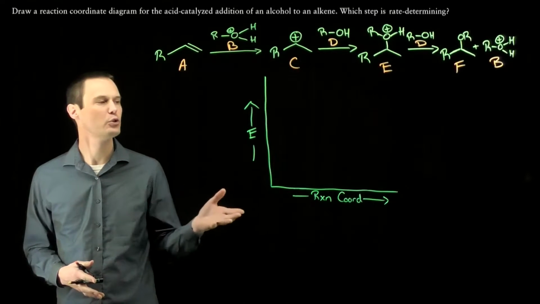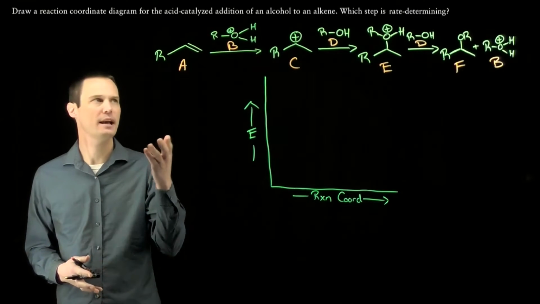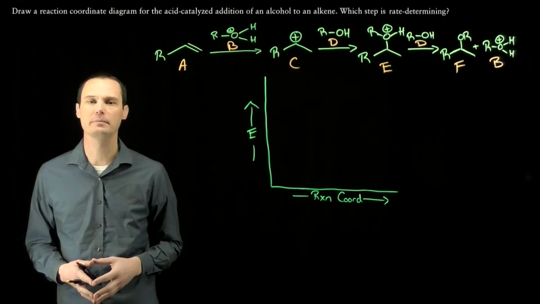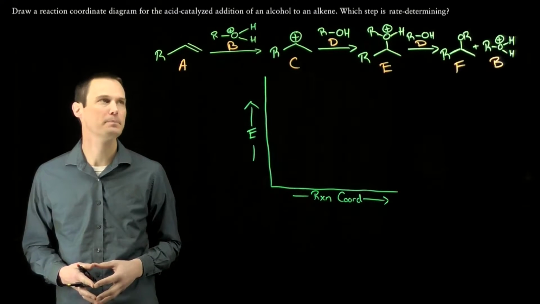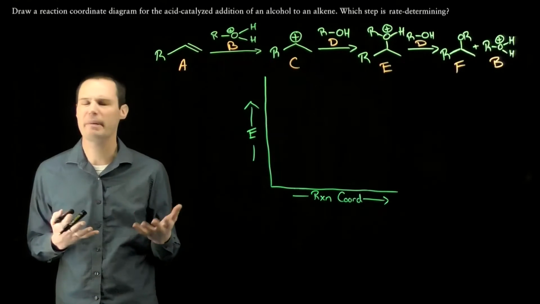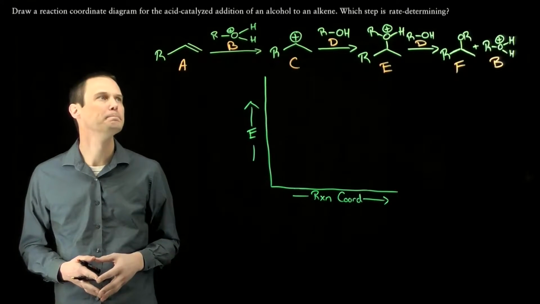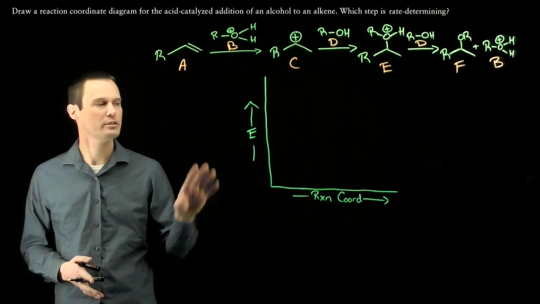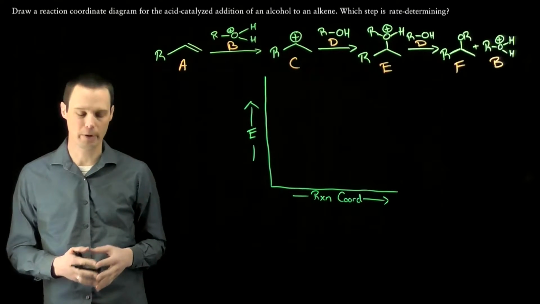This assessment asks us to draw the reaction coordinate diagram for the acid-catalyzed addition of an alcohol to an alkene, and to determine the rate-determining step. I've just drawn a generic mechanism up here where R represents alkyl groups, the rest of the molecule. I've also labeled every structure with a letter to save room on my reaction coordinate diagram.